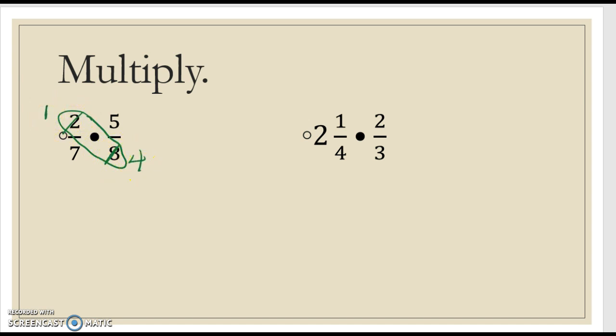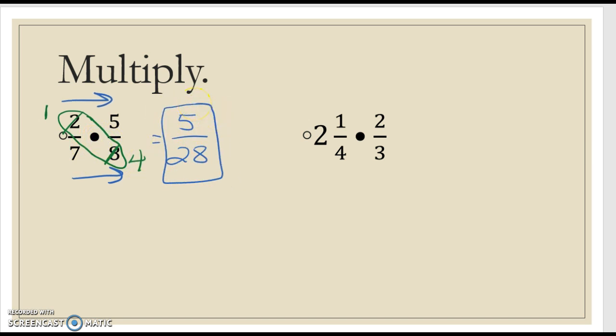Once I'm done with cross canceling, and I can't do anything else with that, all I do is multiply straight across. New numerator times numerator, denominator times our new denominator. So I've got 1 multiplied by 5 gives us 5. 7 multiplied by 4 gives us 28. So our final answer is 5/28.